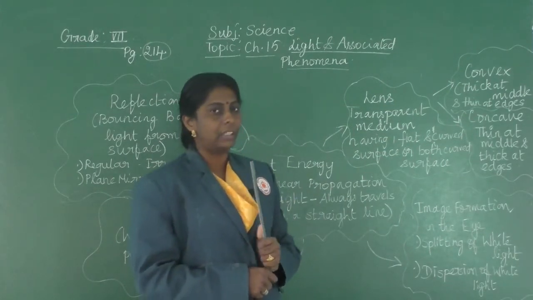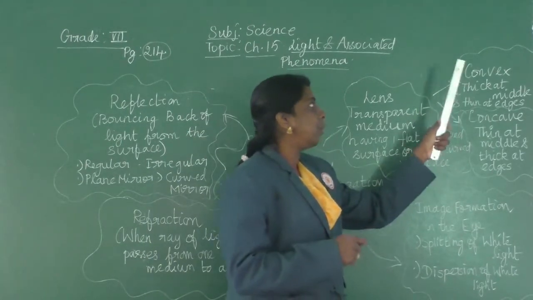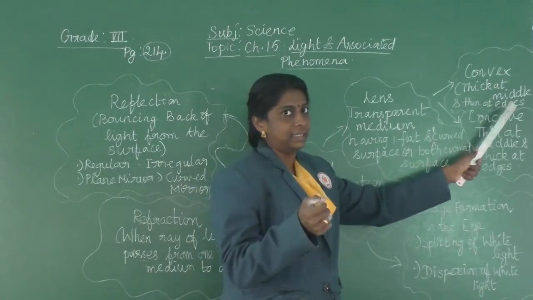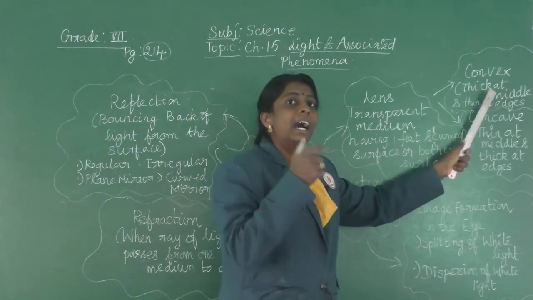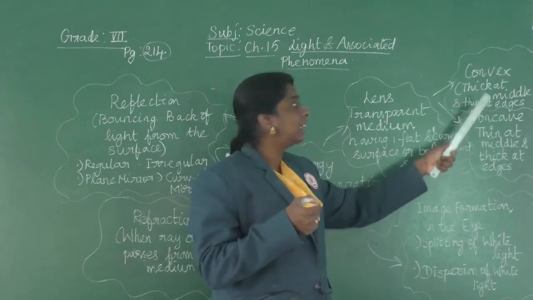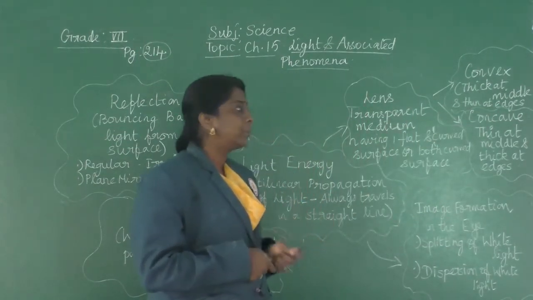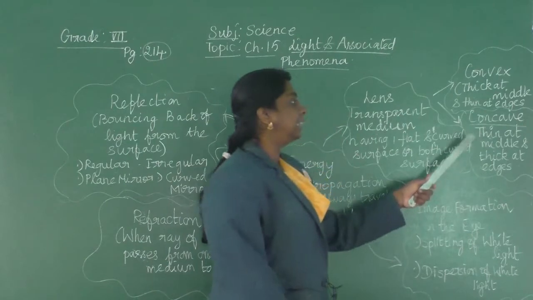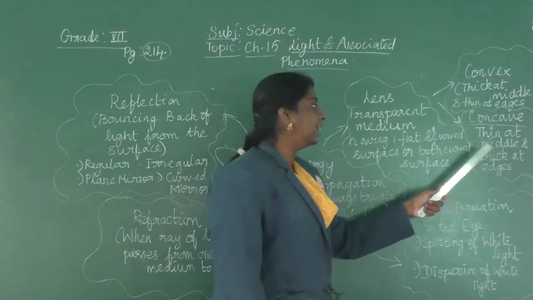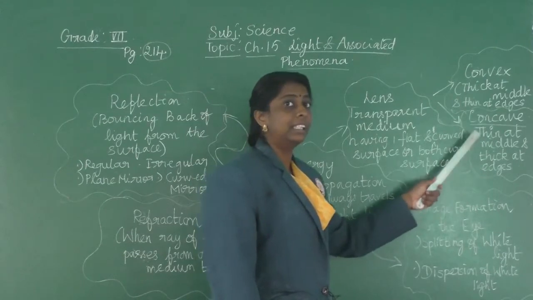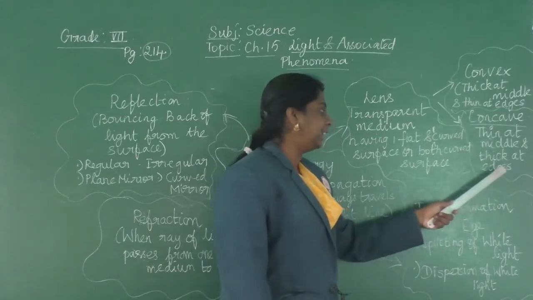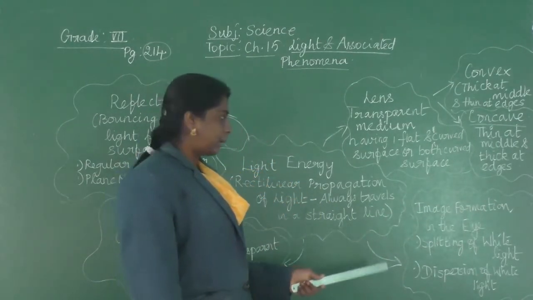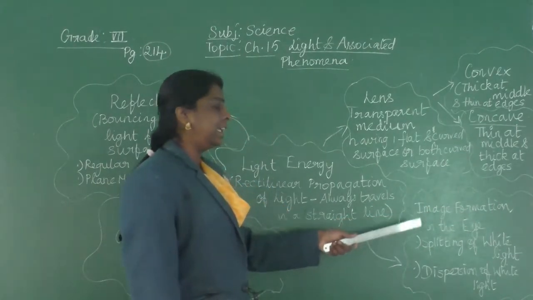Remember kids, a convex lens will always be thick at the middle and thin at the edges. What is that? Convex lens. Next thing is about concave lens. What do you mean by concave? Thin at the middle and thick at the edges. Clear? Next concept is about image formation in the eye.